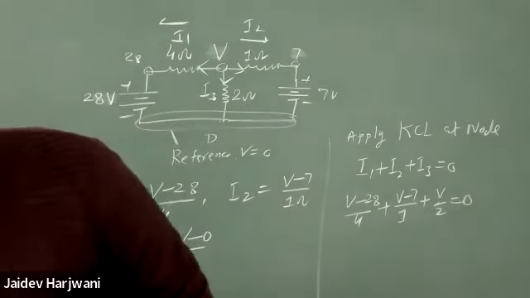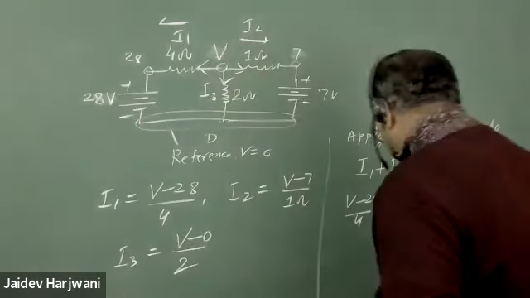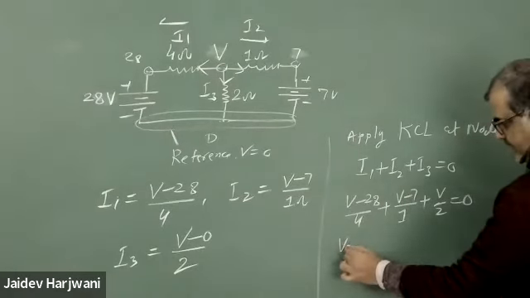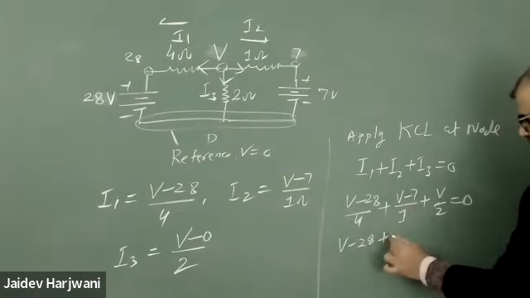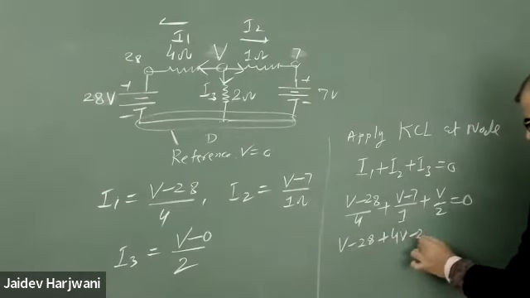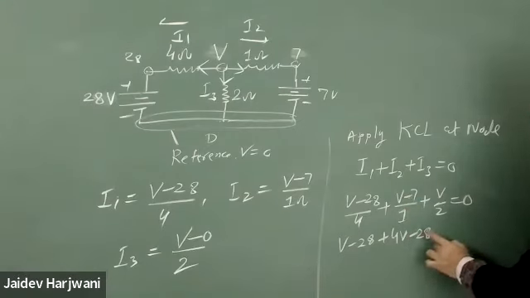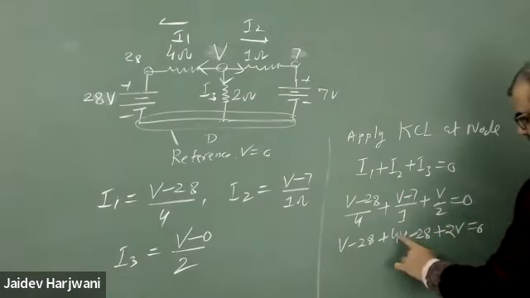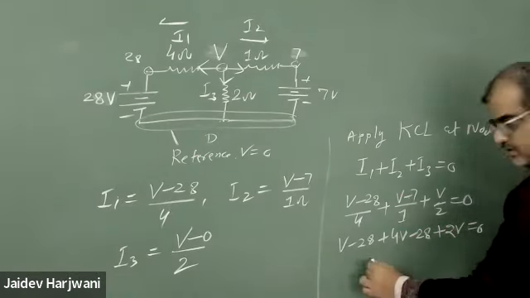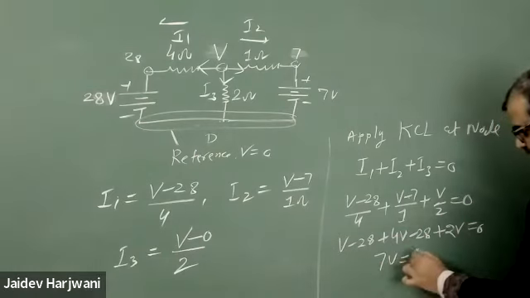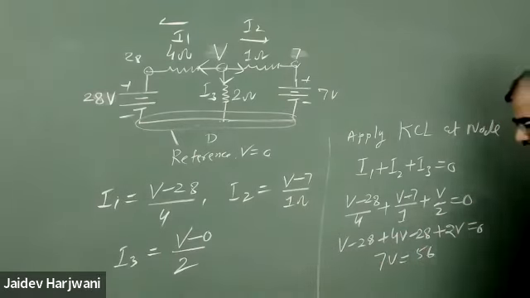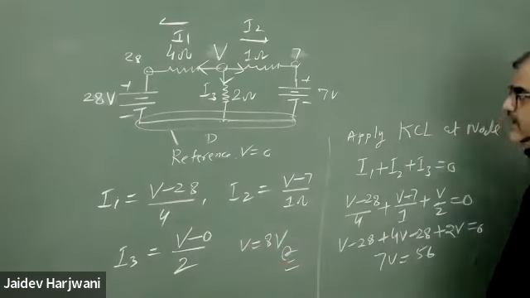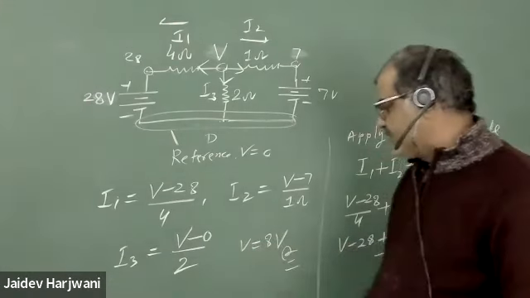So when you solve it, what do you get? Tell me what values are coming. Multiplying through by 4: V - 28 + 4V - 28 + 2V = 0. So 2 plus 4 is 6, plus 1 is 7V. So now 7V = 56, and V = 8 volt. So this is my unknown voltage, V = 8 volt.